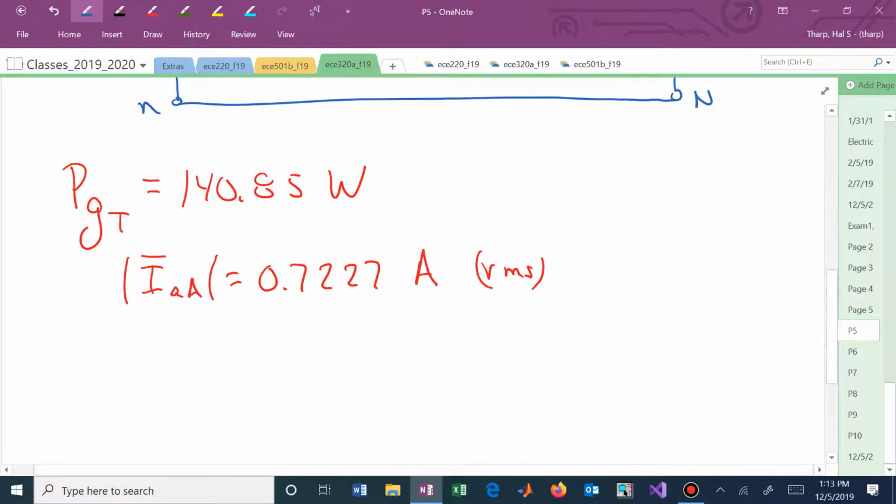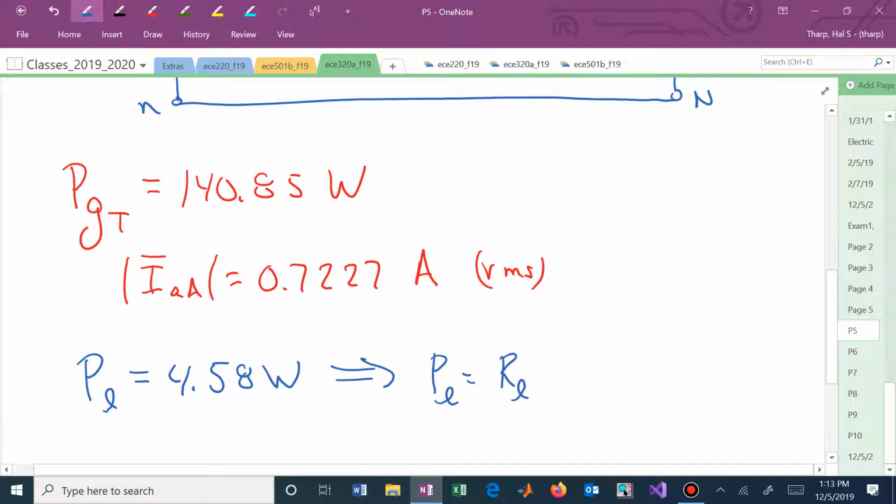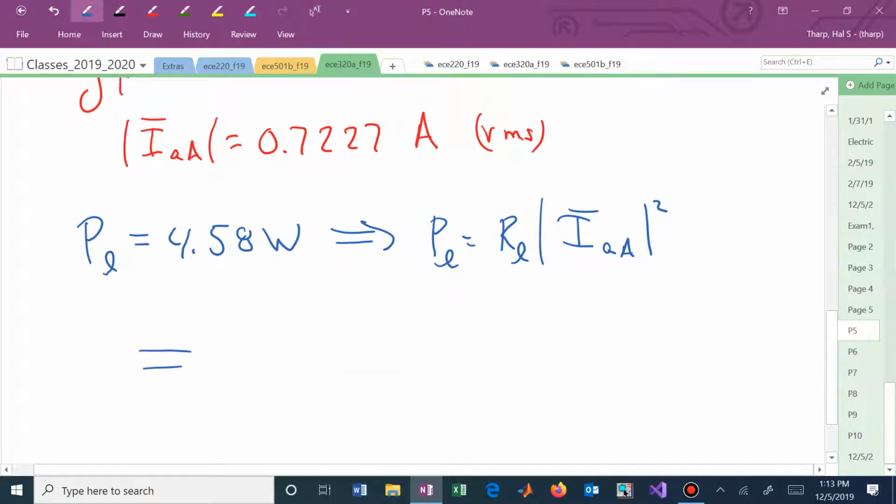The transmission line, that was per phase. I could either subscript that or not. Let me just keep it as P sub L. I was told that that was 4.85 watts in each transmission line. So now P sub L is R sub transmission line times I sub AA squared. Or I now know what R sub L is. That was P sub L over the magnitude of my line current squared.